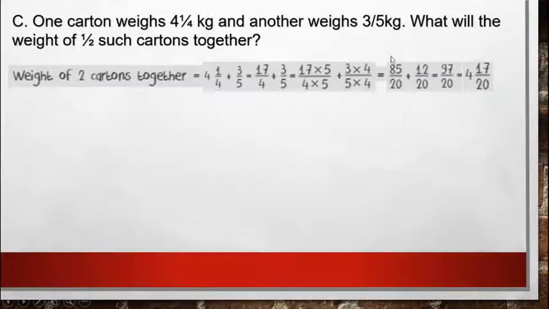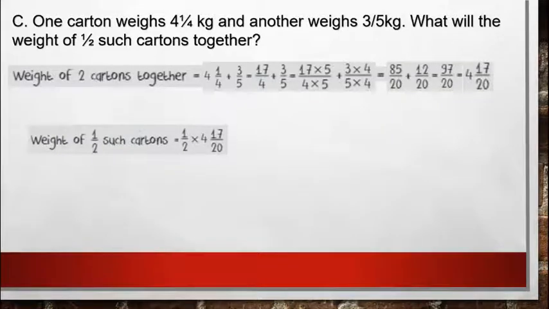But then the question, what will be the weight of half? What would be the half of our two cartons? So we need to multiply 1/2 times 4 and 17 over 20. Because 4 and 17 over 20 is a mixed number, we need to convert it into an improper fraction. We need to copy first our 1/2. 1/2 times 97 over 20.